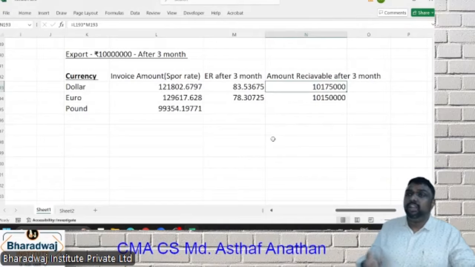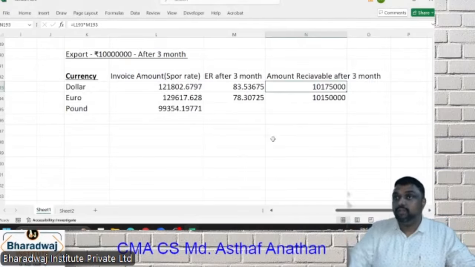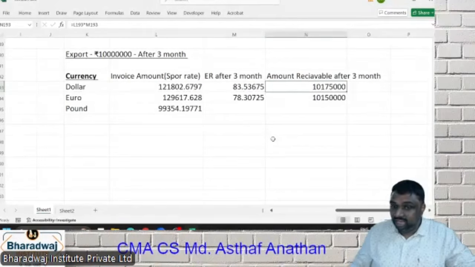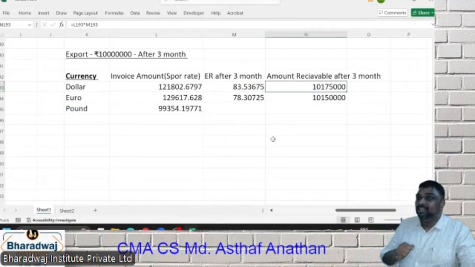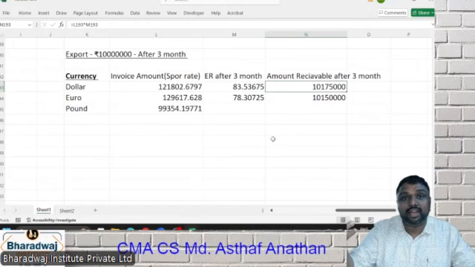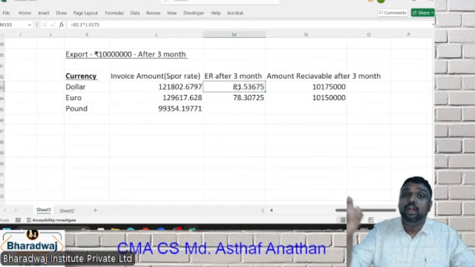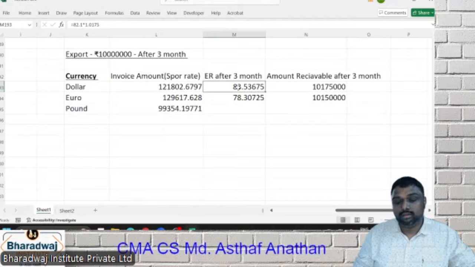What is the benefit if you issue in dollar? If you issue your invoice in dollar after 3 months, you will get the receipt in dollar. If you issue in euro after 3 months, you will get in euro. If you issue in pound after 3 months, you will get in pound. So what will happen? If the dollar is appreciated, you will get more amount. Accordingly, you will get the benefit. So this 83.5 is the dollar amount after 3 months. 78.3 is the euro rate after 3 months.